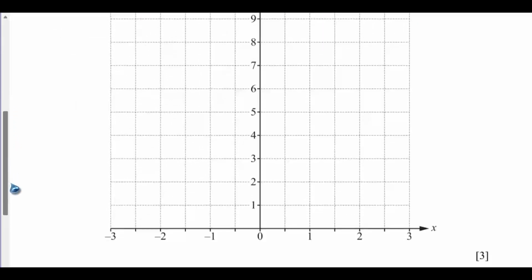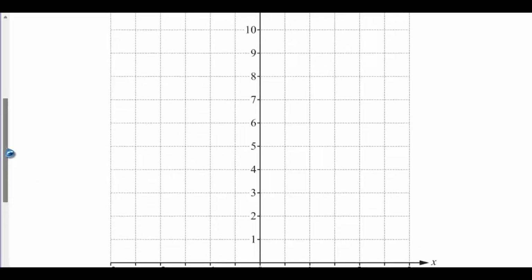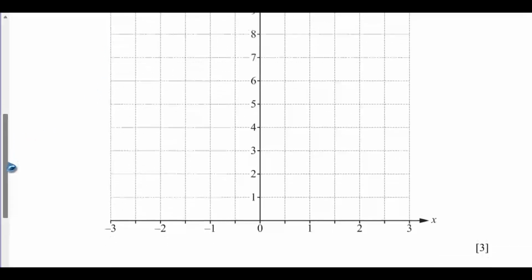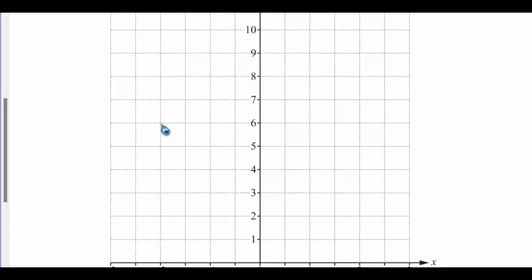When x equals -3, y is equal to 11. So the point will be here. Okay, and when x equals -2, y is equal to 6. So you have another point here. When x equals -1, y is equal to 3, another point here. When x equals 0, y is equal to 2. That is where the curve touches the y-axis. Okay, and the other side will just be a reflection of this.